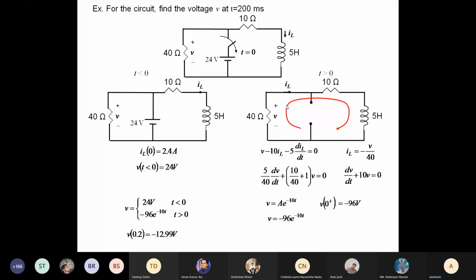In t less than 0 we were not charging the inductor, because the inductor was shorted. Okay, the inductor was shorted because there was a DC connected. No voltage across the inductor.